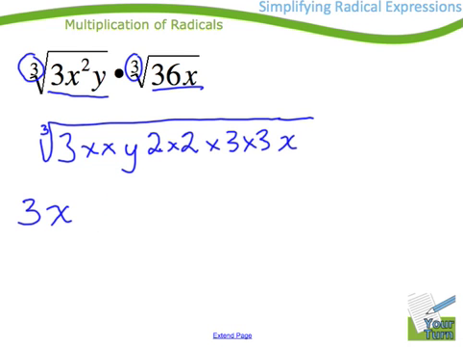I should have canceled some of these. So 3, 3, x, x, x. Looks like there's nothing else that I can bring out. So then I'm left with inside a 2 and a 2, so that's 4, and a y. So that would be the simplification of that product there.